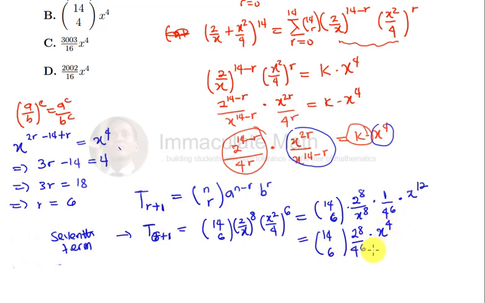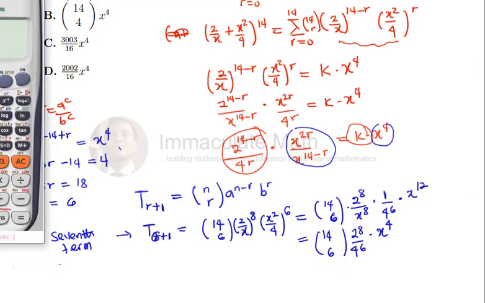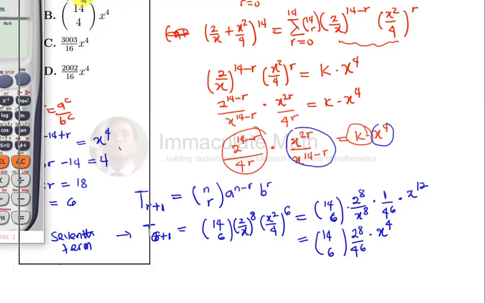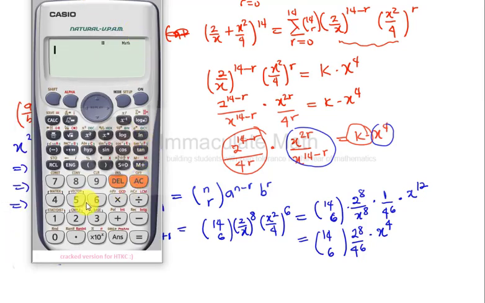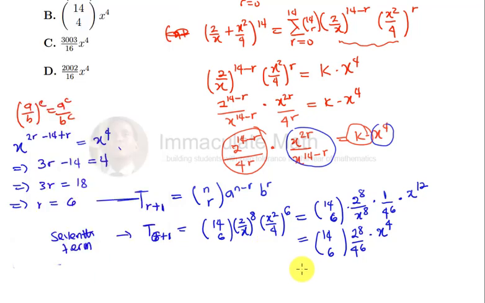That means I have this as my term. So I can just use my calculator to simplify this. I can actually use my hand to simplify this, but it will take me time. So I'll just carefully use my calculator. So let me have my calculator here. So here now I have 14 combination 6. 14 combination 6 is 3003, right? So I have this to be 3003.